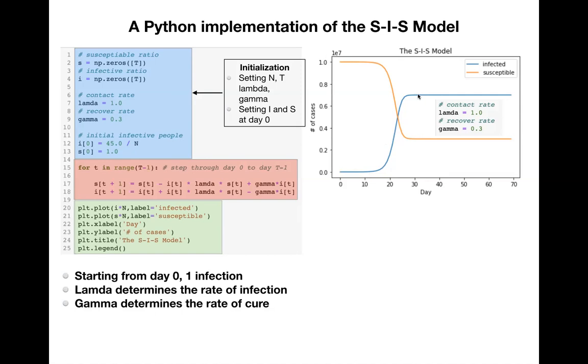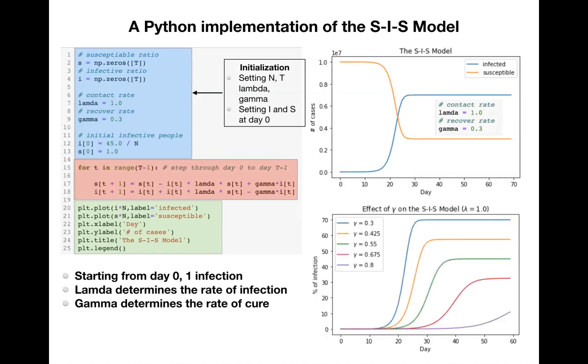So you can see that with these parameters, it takes about 20 days to get a population that's constantly infected at about 70%. What happens here is that as S drops, every day the same amount of people get infected and the same amount of people get cured. So you have a dynamic balance between I and S, and they tend to become constant. That's how the SIS model works. And you can see that the final number of people infected is determined by lambda, which is the contact rate, and also gamma.